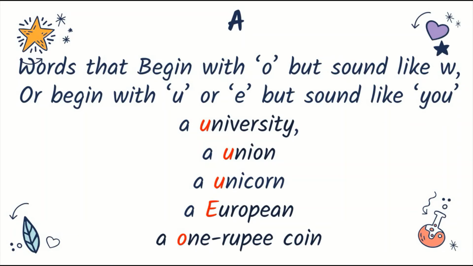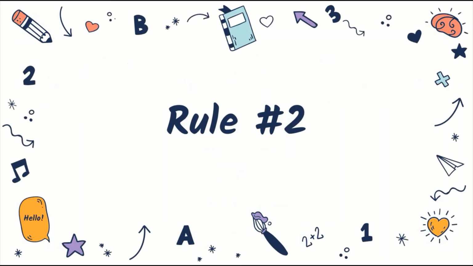European begins with the vowel E but does not produce the E sound. It produces the U sound too. When we say one, we realize that though it starts with the O, it produces the W sound. Hence, we use a before all these words.